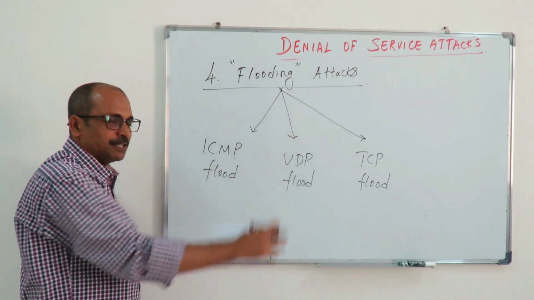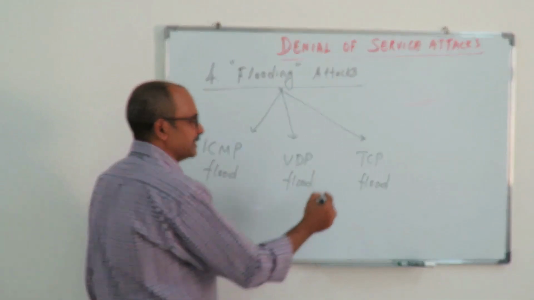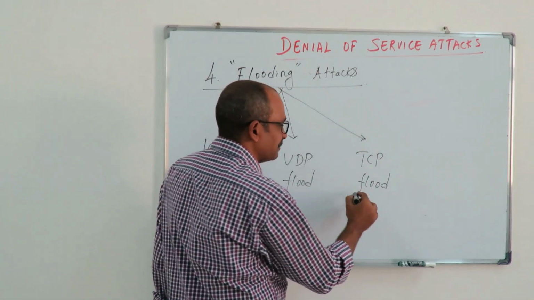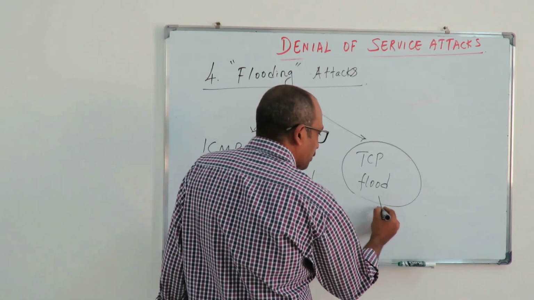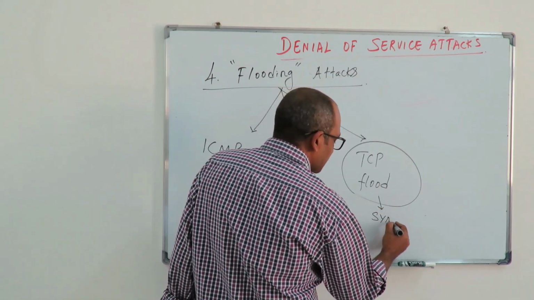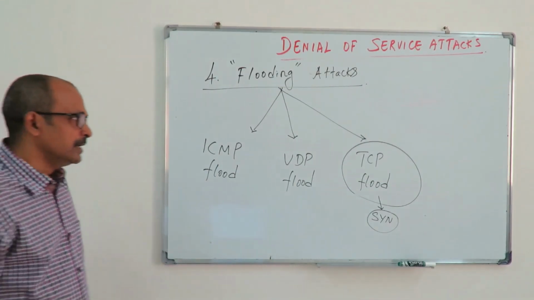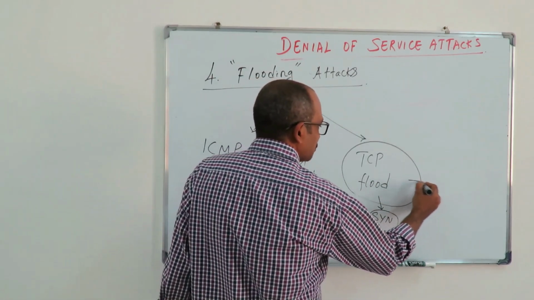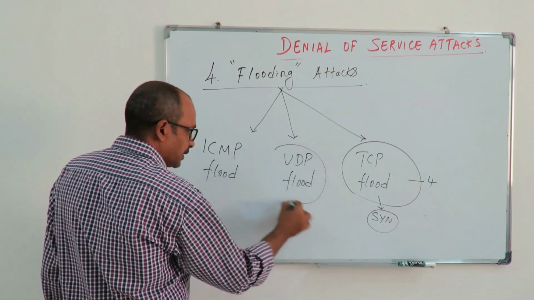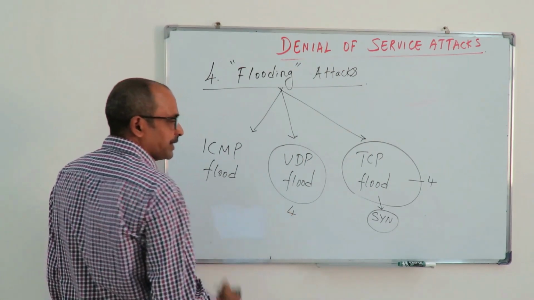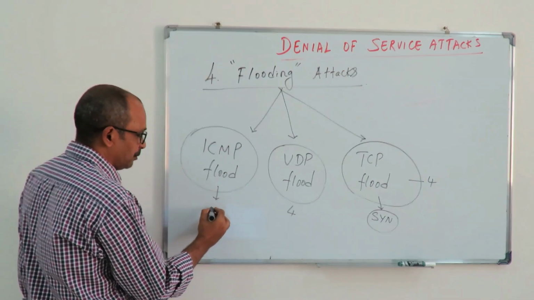These 3 different types of flooding are available, and we are going to cover them one by one in our lecture. But in the previous topic we already discussed the TCP flood, where we particularly use the SYN packet. We discussed how, by using the SYN packet, you can create the denial of service attack. If you look at the layers, this is used in layer 4 of the OSI model, the transport layer, and ICMP is in layer 3, the network layer of the OSI model.